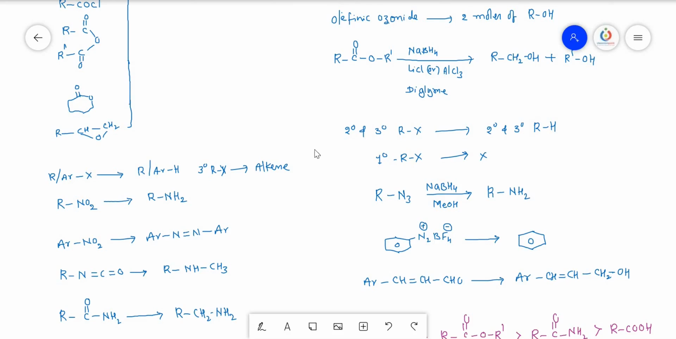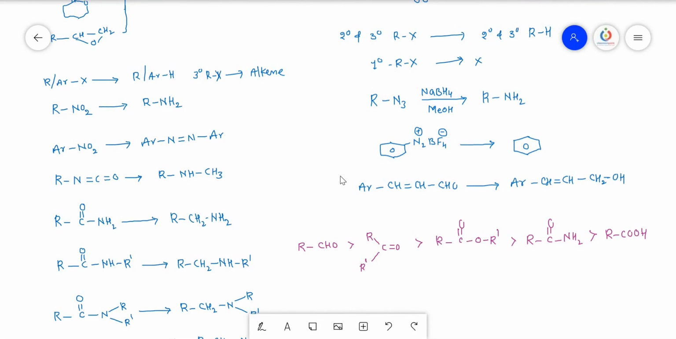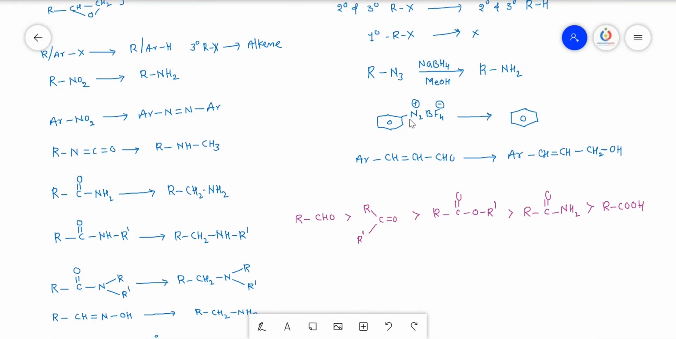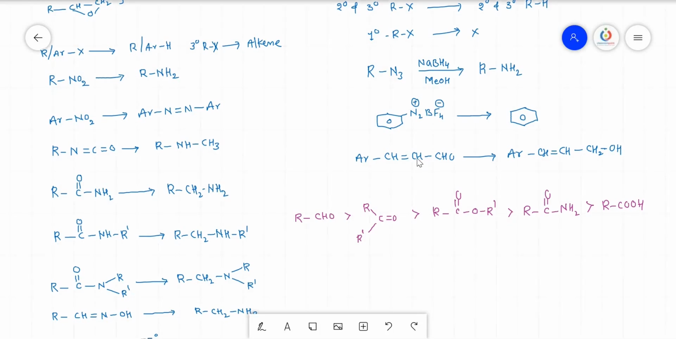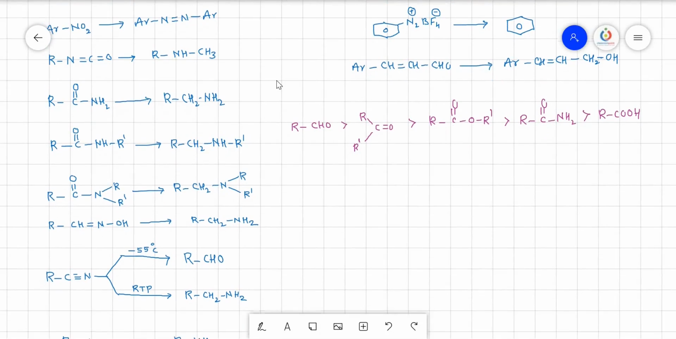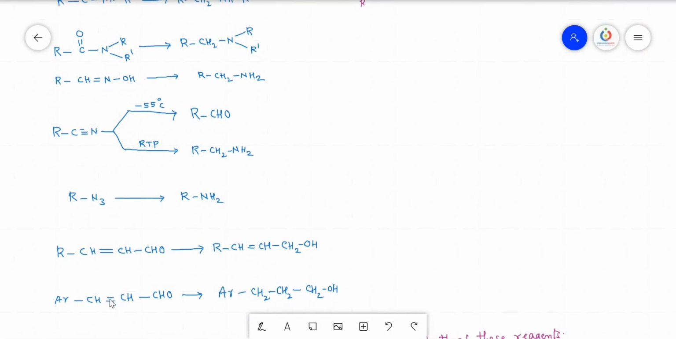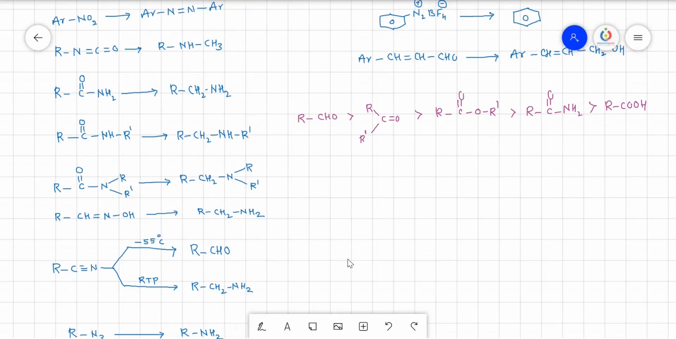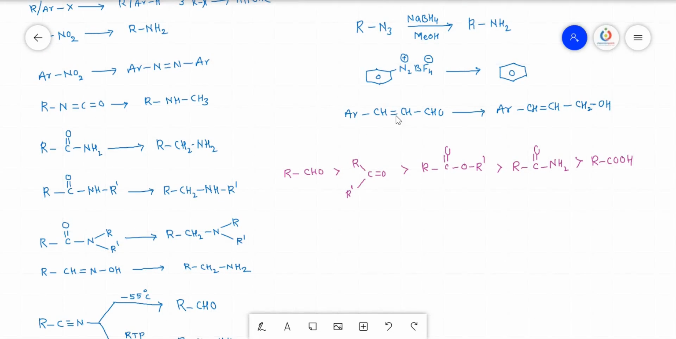Now, similarly, azides will give amines, and if you take benzene diazonium tetrafluoroborate, it gives the benzene. And here, just like in the earlier case we discussed, if any double bond is connected to the benzene ring, in the case of lithium aluminium hydride, it reduces both the double bond as well as the functional group. But in the case of sodium borohydride, whether it is a conjugated double bond or not, it will not affect these double-bonded carbon atoms. It reduces only the CHO, meaning the functional group.